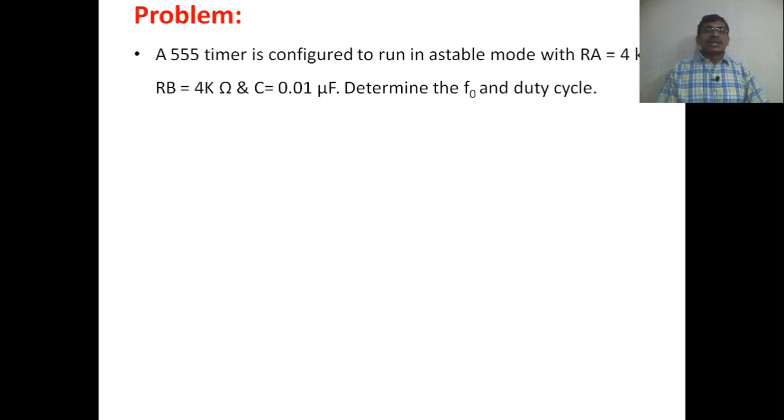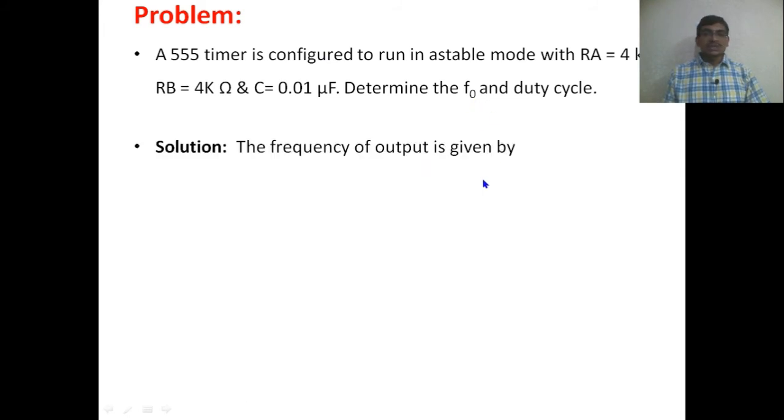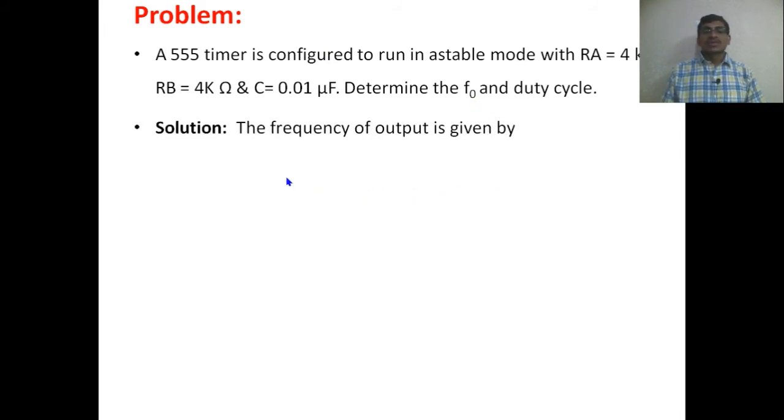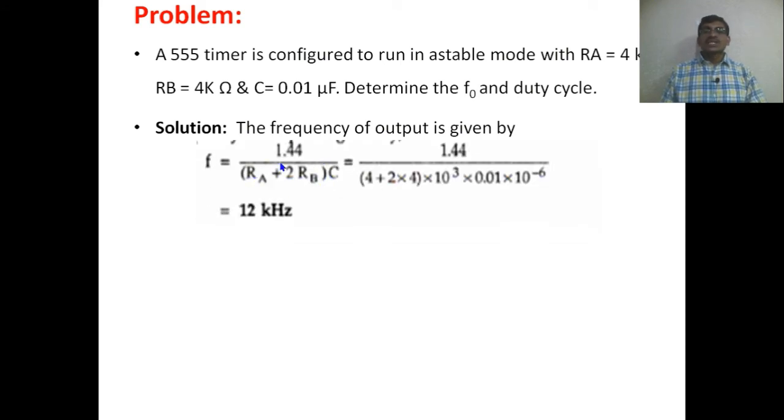Let us see one problem. A 555 timer is configured to run in astable mode with Ra equal to 4 kilo ohms, Rb equal to 4 kilo ohms, and C equal to 0.01 microfarad. Determine F0, the frequency of oscillations, and the duty cycle. So for the solution, the frequency of output is given by F is equal to what?